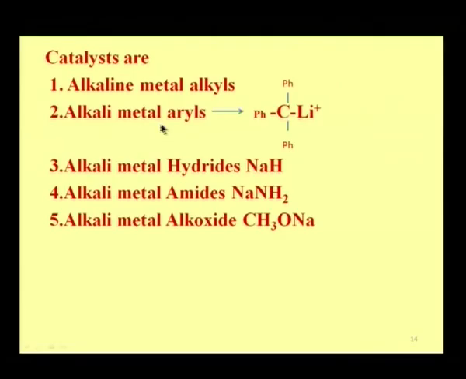Now, the most commonly used catalysts in the case of anionic polymerization include alkali metal alkyls, alkali metal aryls, one example of which is given here, and catalysts like alkali metal hydrides such as NaH, alkali metal amides such as NaNH2, and alkali metal alkoxides. These are the very commonly used catalysts in anionic polymerization.